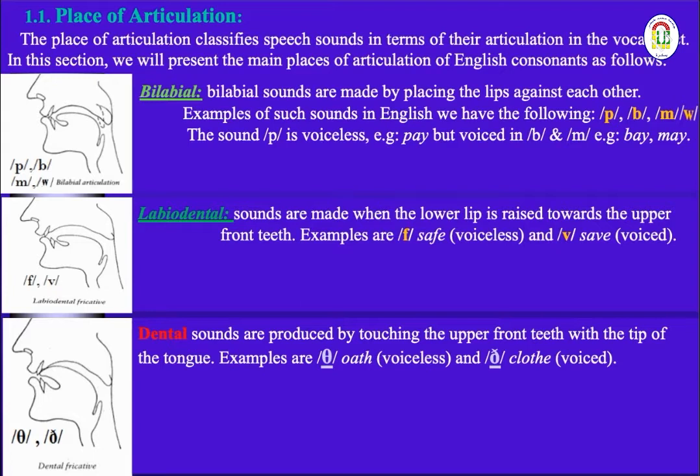Dental. The dental sounds are produced by touching the upper front teeth with the tip of the tongue. Examples of such sounds are th, which is voiceless, like in oath, and th, which is voiced, like in clothe. You must notice that clothe is a verb. When you have the word as a noun, it is pronounced cloth, with the voiceless th. The same for bath and bathe. Bath as a noun, bathe as a verb.